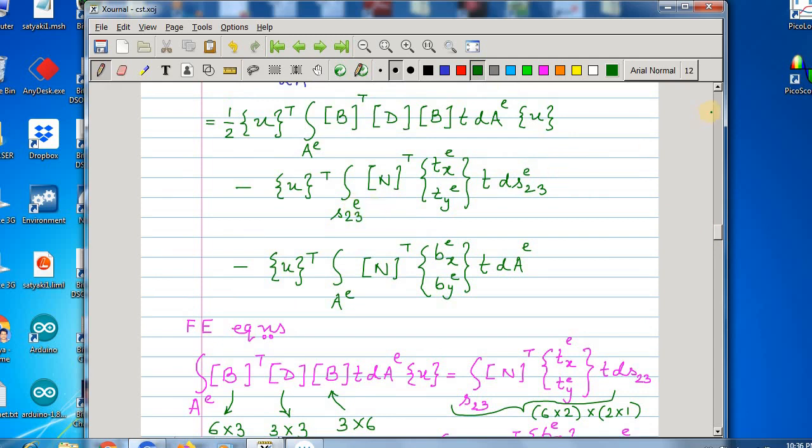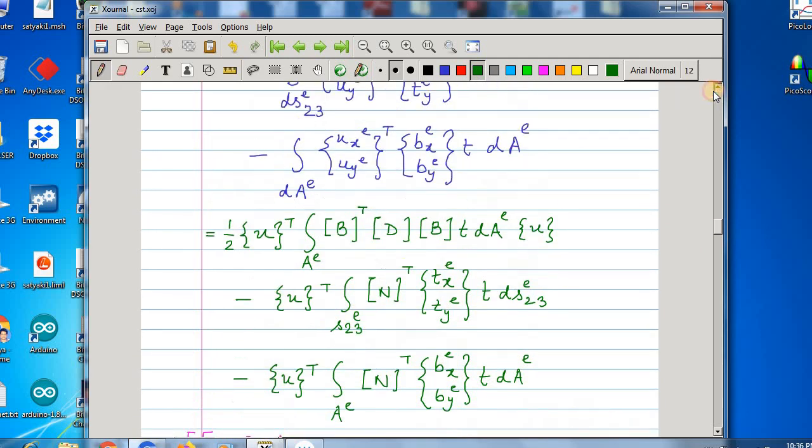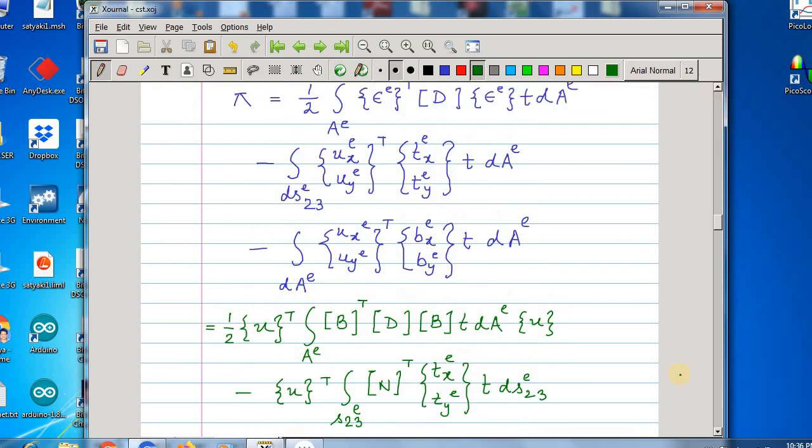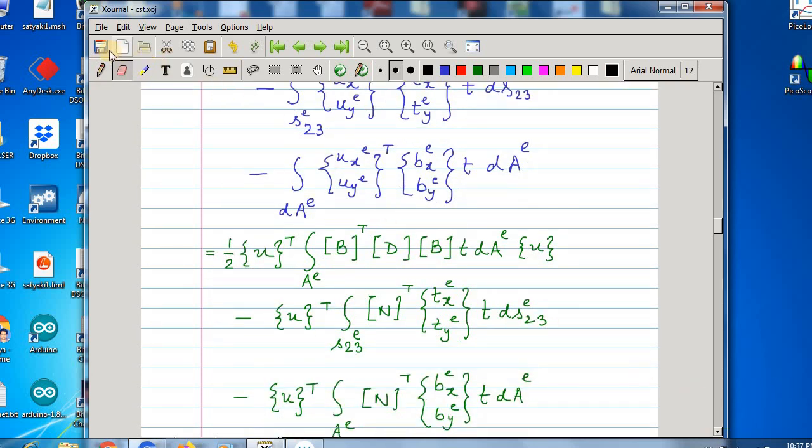maybe we missed some notations, some symbols here. So here it's okay. Oh, here also you have to now it looks okay. Let us save it.